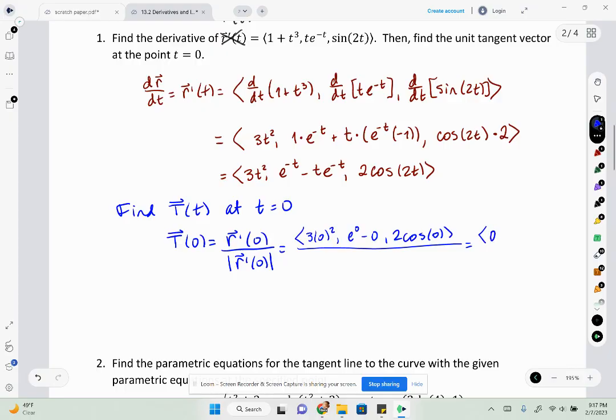The numerator, I get 0. e to the 0 is 1. Cosine of 0 is 1, so the third component is 2. So I'm dealing with a vector that has components 0, 1, and 2. That means my magnitude is the square root of 0 squared plus 1 squared plus 2 squared, which gives me a total of the square root of 5. And that's it. That's all I got to do.